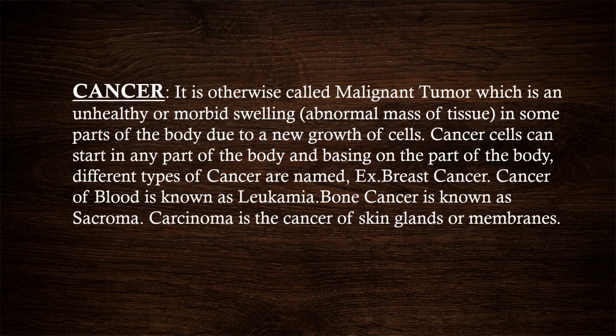Cancer. It is otherwise called malignant tumor, which is an unhealthy or morbid swelling, that is an abnormal mass of tissue in some parts of the body due to a new growth of unwanted cells. Cancer cells can start in any part of the body, and basing on the part of the body, different types of cancer are named. Example, breast cancer, cancer of blood is known as leukemia, bone cancer is known as sarcoma, carcinoma is the cancer of skin glands or membranes.